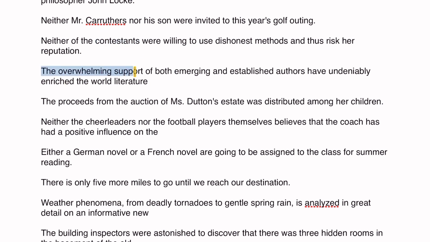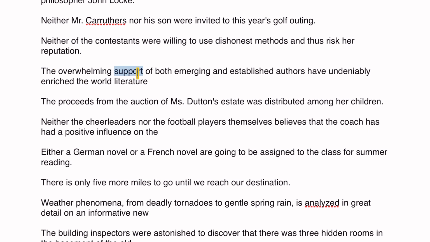The overwhelming support of both emerging and established authors have undeniably enriched the world literature. طب ايه ده؟ ايه يا عم العك كده؟ The overwhelming support of نبدأ بقى نشيل. مش قلنا نشيل لو الجملة طويلة وبايخة؟ نشيل بقى prepositional phrase بدأ of both emerging and established authors. شيل لي كل ده. الفيرب اهو have. يبقى subject قبل ال prepositional phrase is mean support.